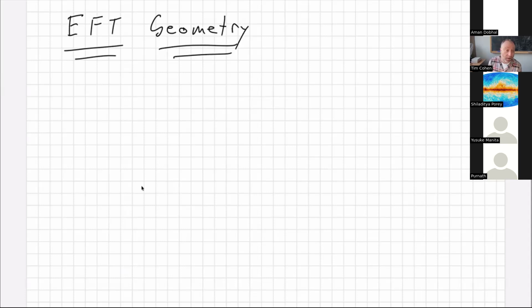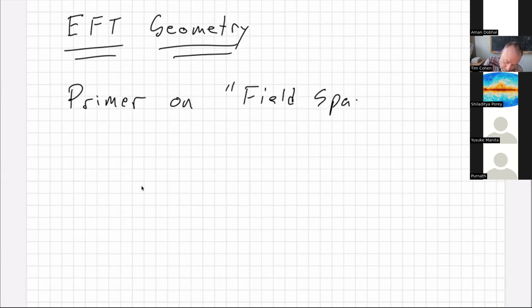But for now, I just want to start with a primer on what's called field space geometry, which is the standard notion of EFT geometry. It really goes back all the way to this fantastic paper by Volkov from the 1970s.